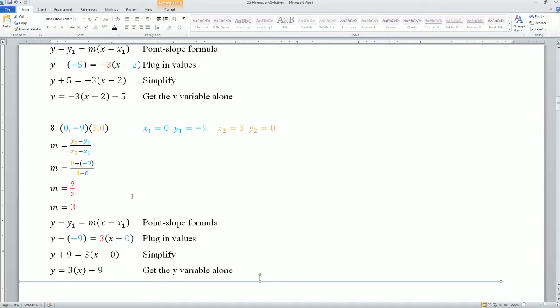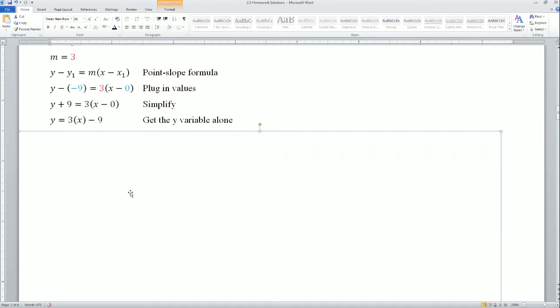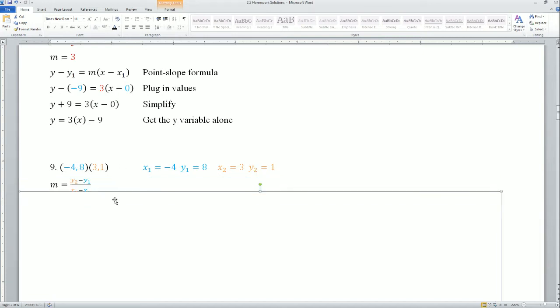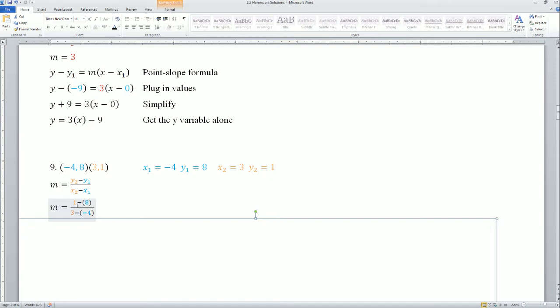Okay, the procedure just repeats itself. Okay, there's nothing new. Same thing with 9. Here's your point, label it. x1 equals negative 4, y1 equals 8, x2 equals 3, y2 equals 1. Write your slope formula. Again, write the formula. Do not plug things in. Write the formula. Now you make the substitution.